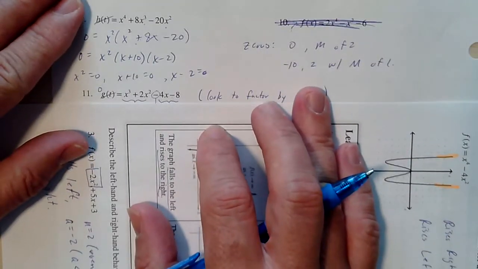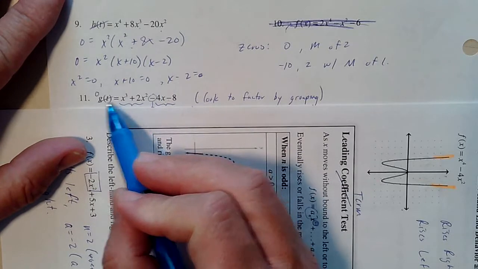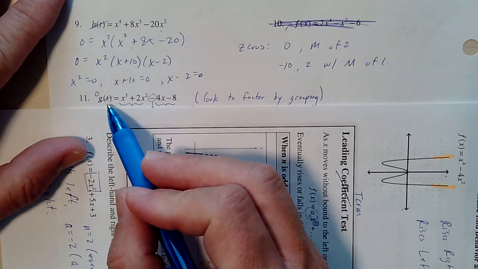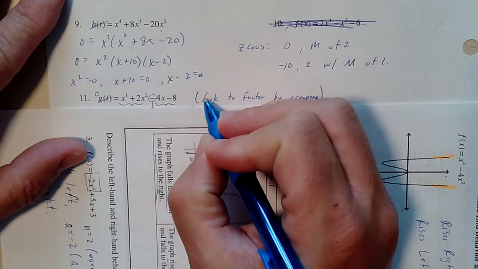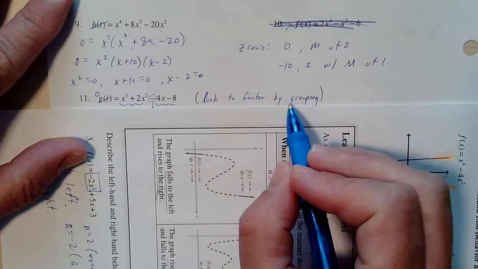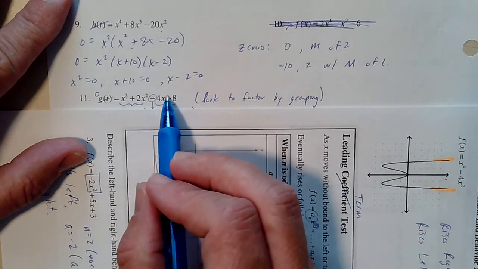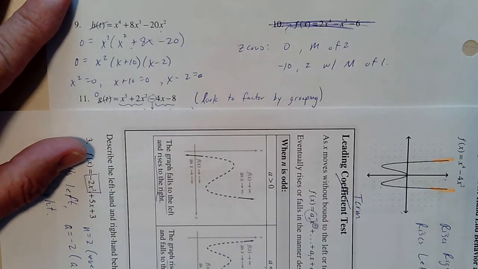Okay, so 11. Now, for most of these, once we set it equal to 0 to start finding our zeros, we have to use our factoring strategies. Okay, so here's what I put in parentheses. You may want to add this as well. Look to factor by grouping. That is, you should look to factor by grouping when you're presented with 4 terms. Chances are it's going to be factorable this way.